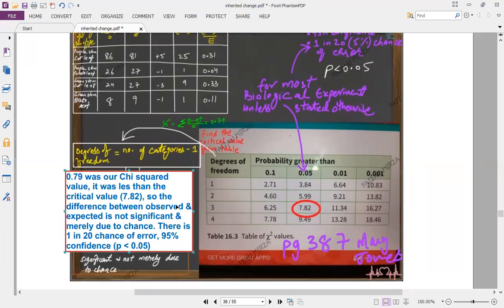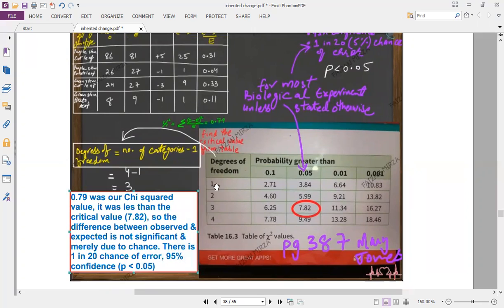Using this chart, I'll go straight to the row of three, and when I come down in the column of 0.05, my value comes out to be 7.82. So I'll compare my chi-squared value of 0.79 with the critical value 7.82. Since my chi-squared value of 0.79 is less than the critical value of 7.82, the difference between the observed and expected is not significant, and it is merely due to chance. And there is a 1 in 20 chance of error, 95% confidence, because we use p less than 0.05.